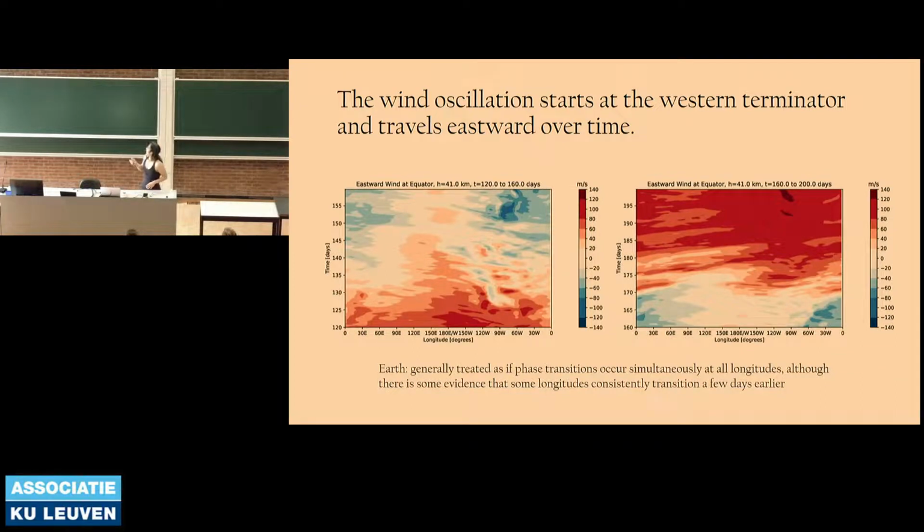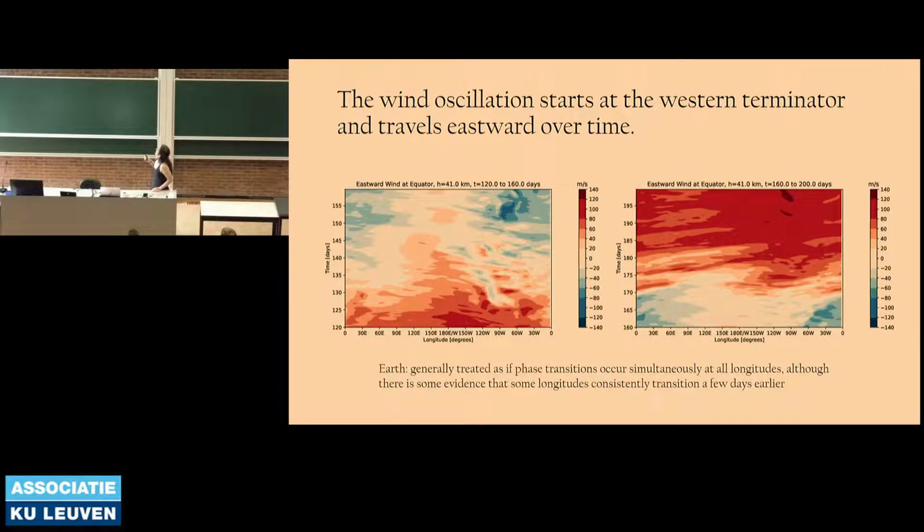So a very interesting outcome of this is that the winds don't change direction everywhere at the same time. So this is different from Earth. We think that in the QBO on Earth, the jet streams change direction everywhere at the same time around the equator, and we don't see that in our simulation.